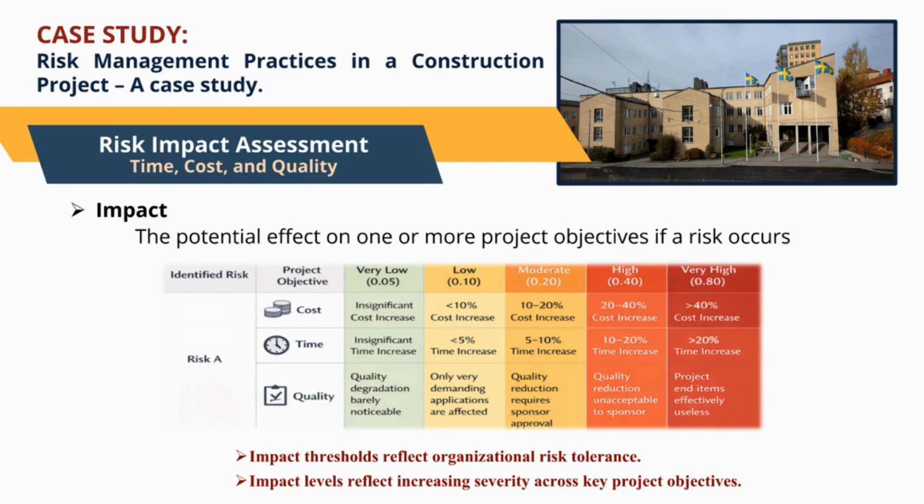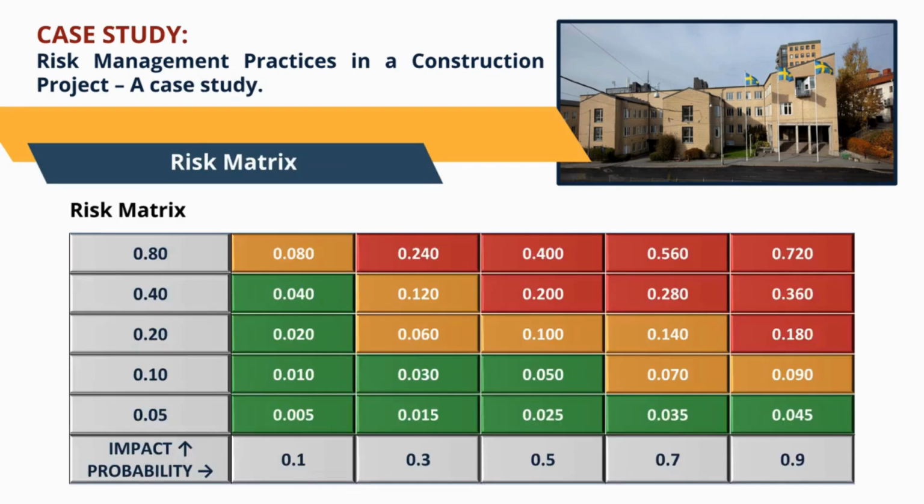The risk matrix is a key tool used to prioritize risks by combining probability and impact into a single risk score. Probability represents the likelihood that a risk will occur, ranging from very low to very high values along the horizontal axis. Impact represents the severity of the consequences if the risk occurs, increasing along the vertical axis.